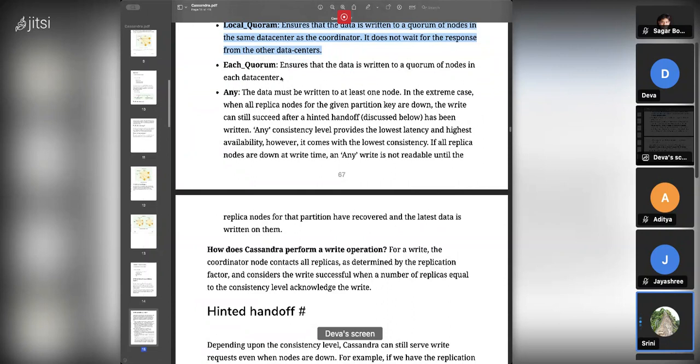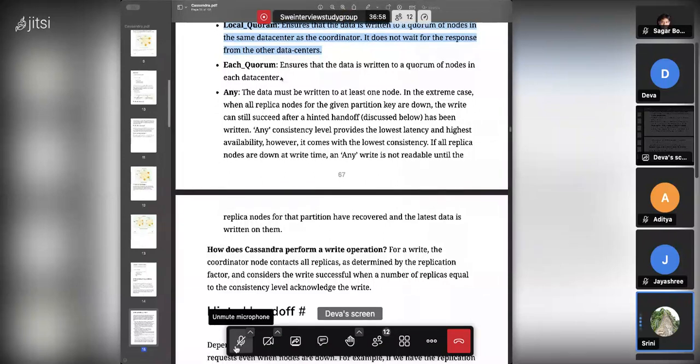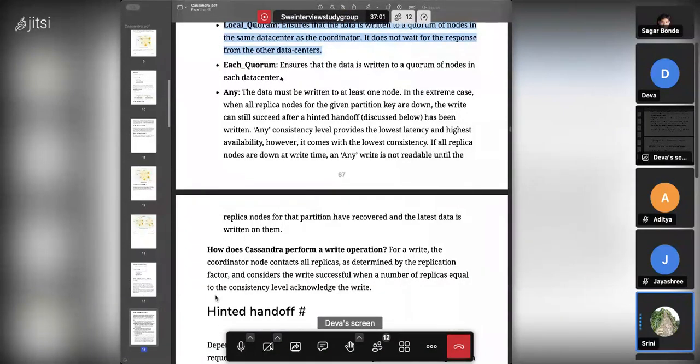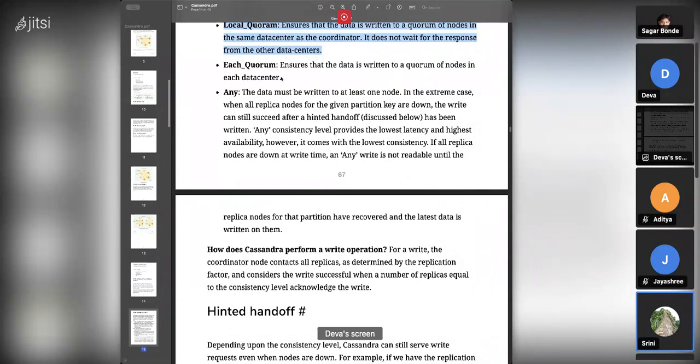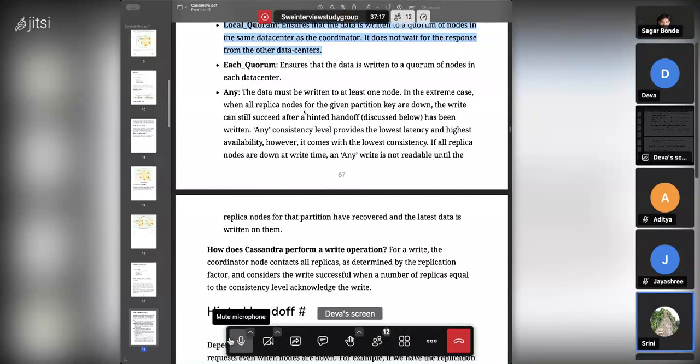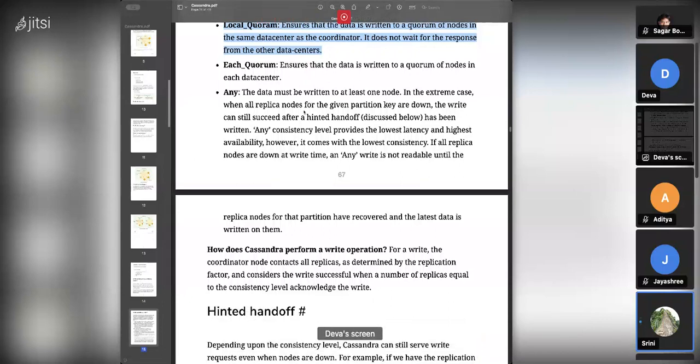So here hinted handoff is just for when my replica nodes are down. So hinted handoff is just to pass the request so that another node acts as my replica, right? In this case, I think the coordinator node saves it locally itself, and whenever the replica comes back online, it passes the hint to the corresponding replica. Okay, so that makes sense. The coordinator node has that information, or maybe the replicas.